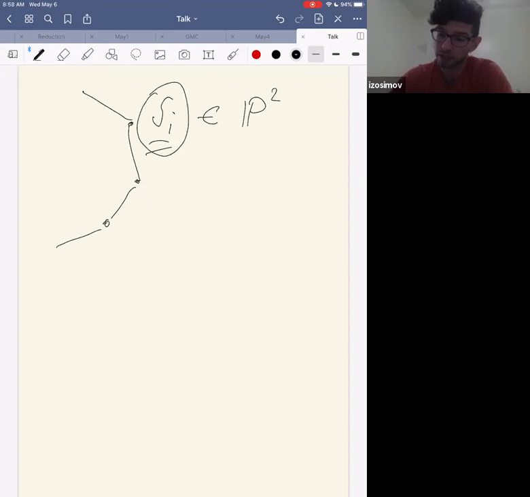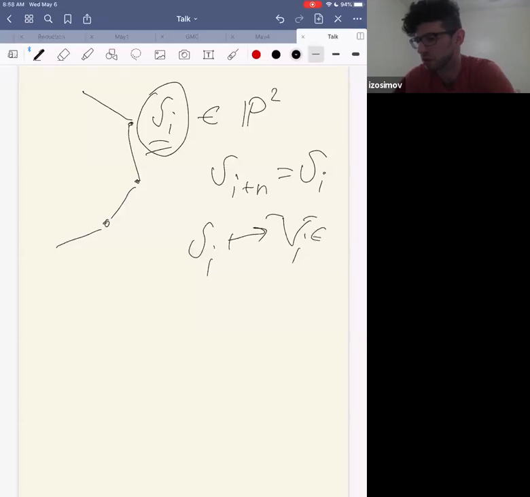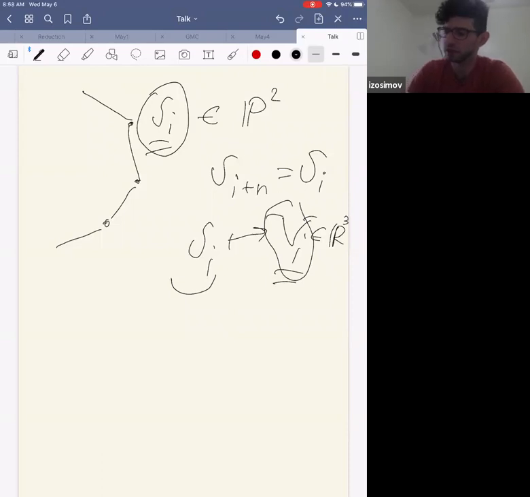We regard the vertices of the polygon as a sequence of points in P2, and we will assume that it's an infinite sequence, but it's n-periodic. So it's just an alternative point of view on polygons. Then we can lift every such vertex to R3. So we basically take homogeneous coordinates of every point, and we do it in an arbitrary way. It's not unique. So we lift this periodic sequence of points to a periodic sequence of vectors in R3.